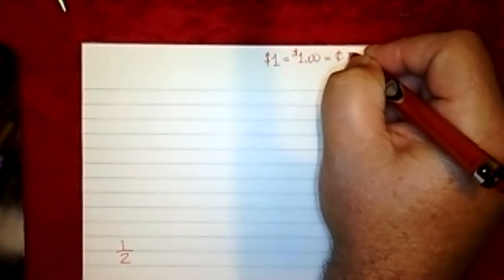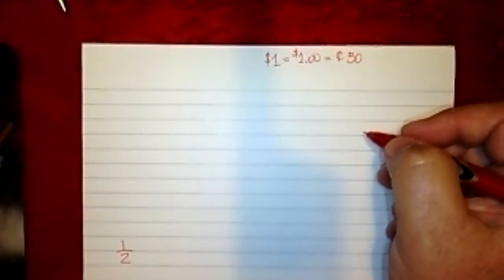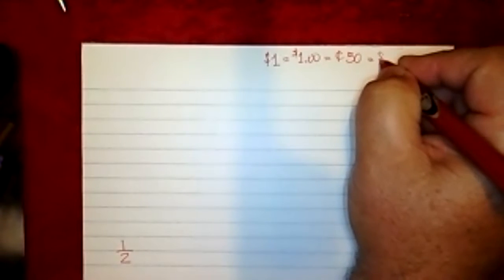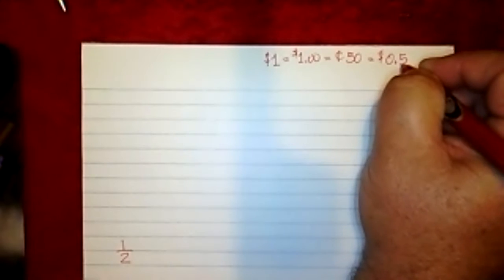Switch over to my document cam. So really what we need to know is, I've drawn the fraction 1/2 there, but I want to start off with something up here. I just want you to know, for instance, that $1 written like that is the same thing as $1.00, which is also the same thing as 50 cents, which is also the same thing as $0.50. So just keep that in mind.